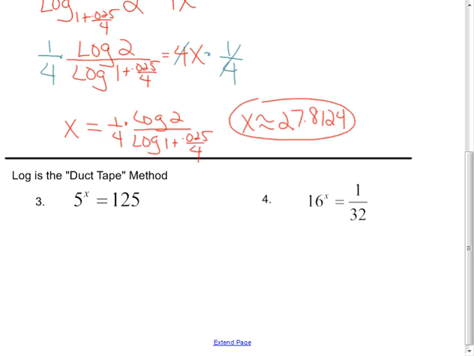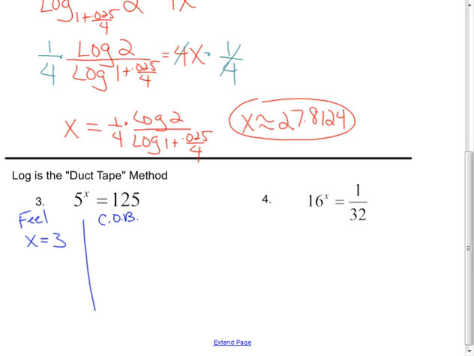Okay, so the one thing here, if you notice in number 3, is it should just jump out at you that x equals 3. And that's the feel method. Because you sit there and know, well, if I cube 5, I'm getting 125. Now, let's take a look from the change of base standpoint.